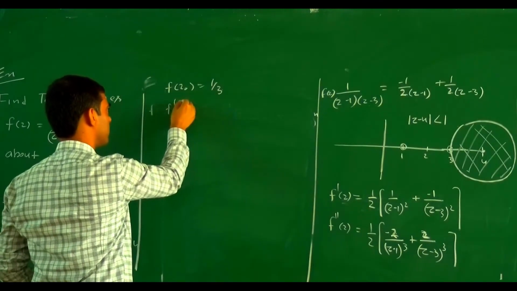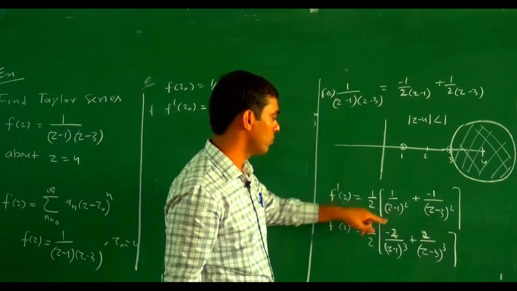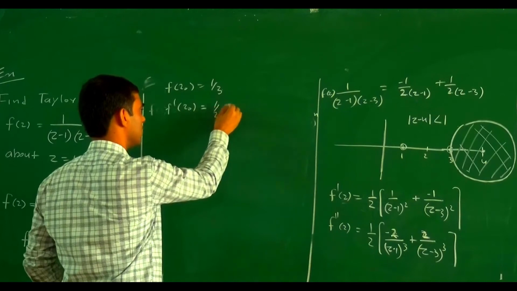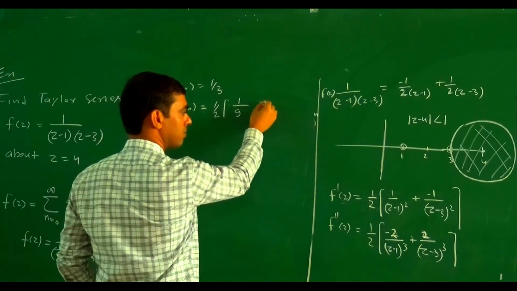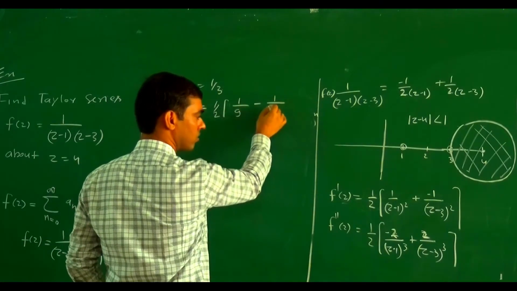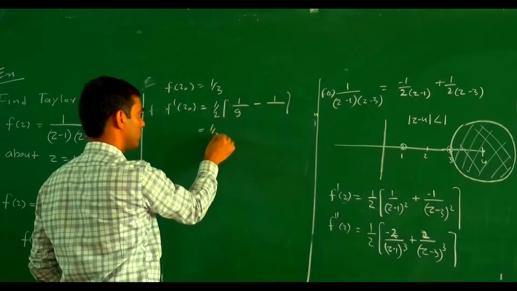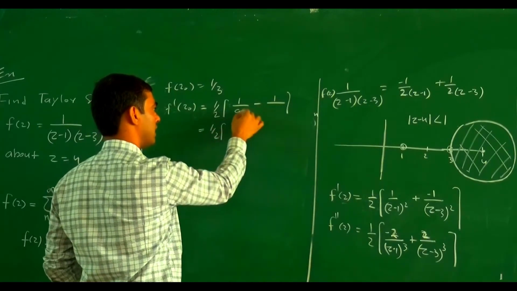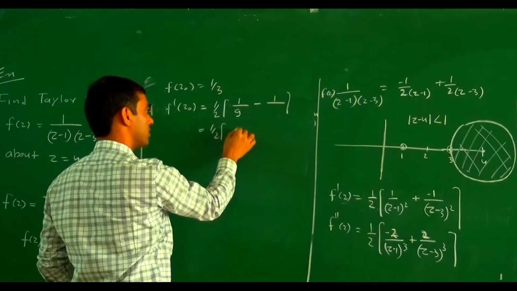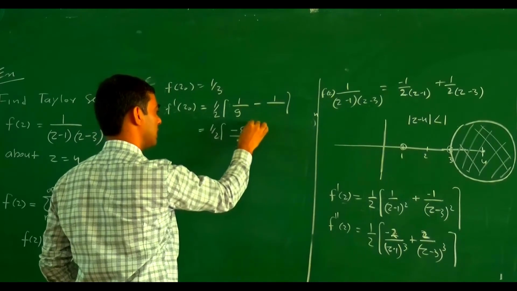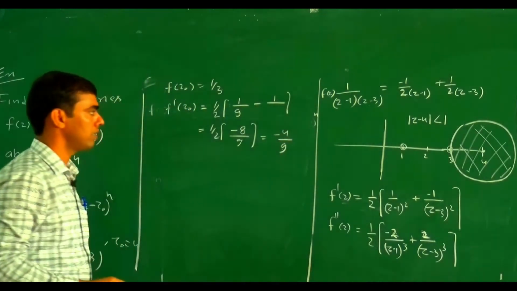And f'(z0) means by putting z equal 4, this becomes 1 by 2 times inside 1 upon (4 minus 1) squared, which is 9, minus 1 upon (4 minus 3) squared, which is 1. So the value becomes 1 by 2 into 1 by 9 minus 9, so this becomes minus 8 divided by 9, and this becomes minus 4 by 9. This one is the value of f'(z0).